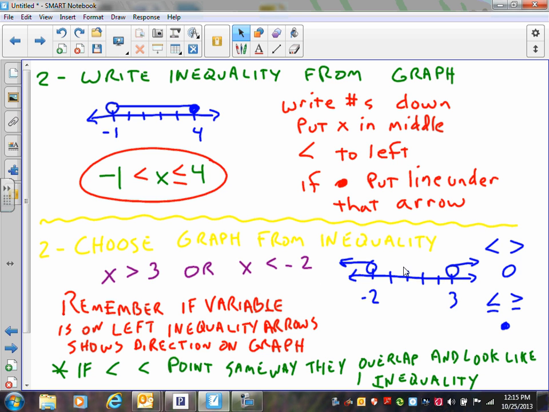So I've got a 3. I go to 3 and I put a circle because there was no line under it. Then I go to negative 2 and I put a circle because there was no line under it. On this one, the arrow points to the right because the numbers to the right of 3 are bigger than 3. And bigger is greater than. On this one, the arrow points to the left because the numbers to the left are less than negative 2. Yeah, it'd be negative 3, negative 4, negative 5, but you'd rather owe somebody $2 than $3 or $4 or $5. So negative 2 is smaller.